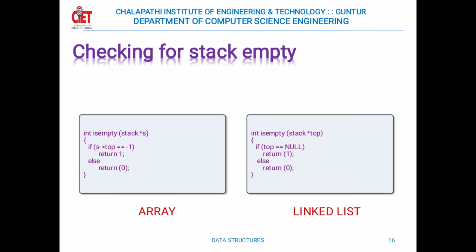How to check if the stack is empty? If the stack top is equal to -1, it means it is empty. Whereas in linked list representation, if the stack top is equal to null, it means the stack is empty. If the stack top is equal to -1 in the array representation, then we say that the stack is empty. In linked list representation, if the top is equal to null, then we say that it is empty.